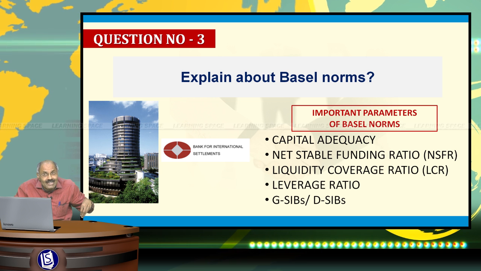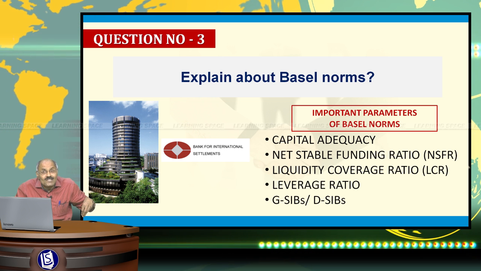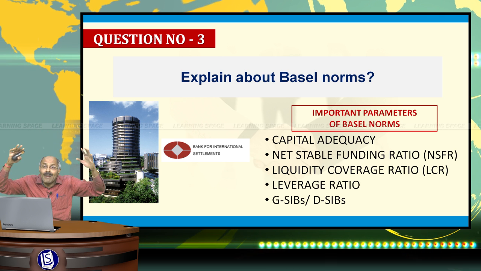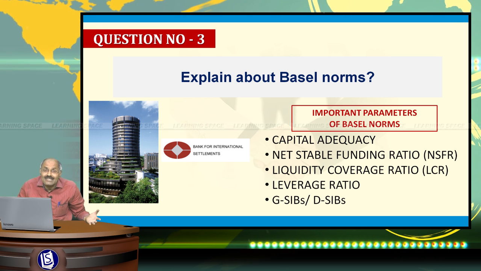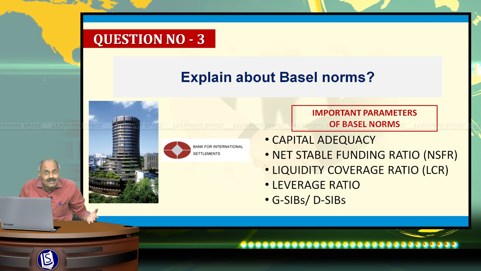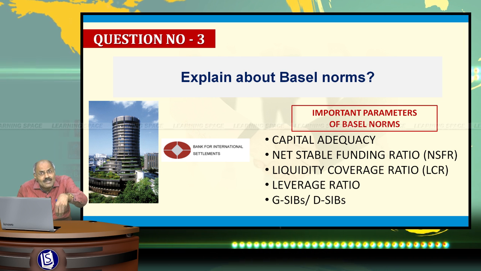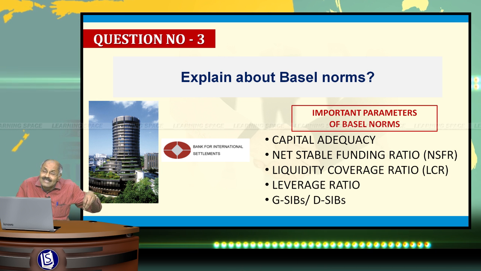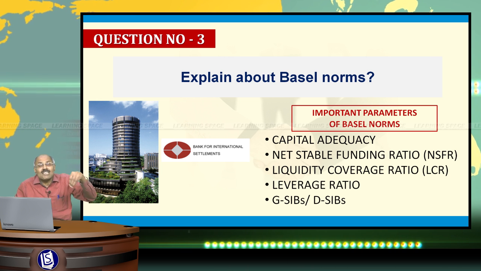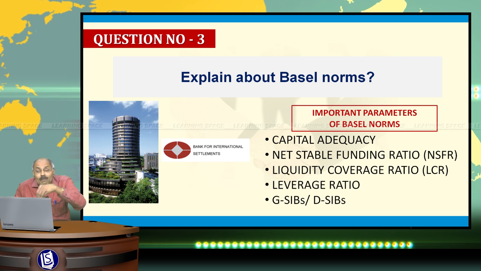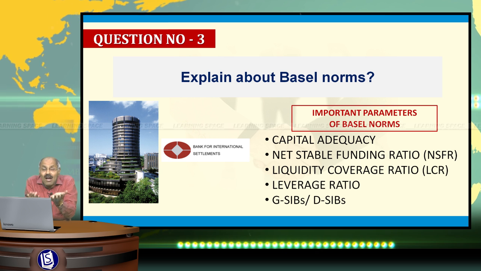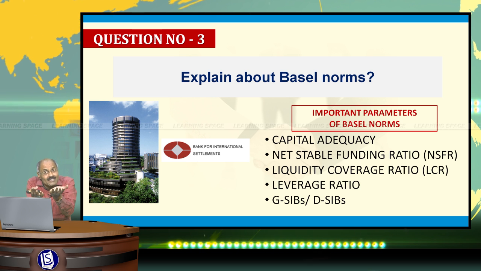And the fourth one is the concept of systemically important banks. Globally, some banks will be designated as global systemically important banks, and this concept is to be introduced by individual countries. That means important banks will be designated as systemically important banks, because of which they are required to maintain additional capital or additional capital adequacy ratio.